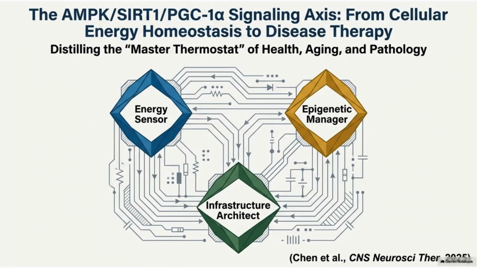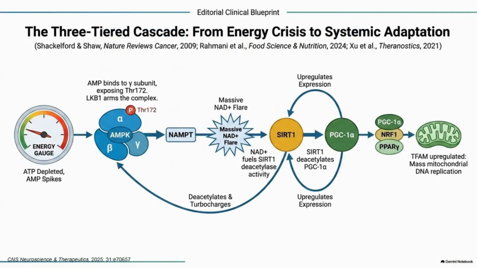From cellular energy homeostasis to disease therapy. This introduces the section that illustrates the AMPK/SIRT1/PGC1 alpha pathway as a central integrative hub linking metabolism, aging, stress responses, and transcription. The three-tiered cascade and feedback loops.